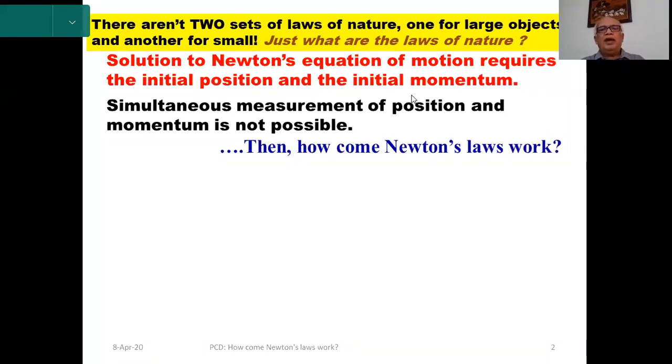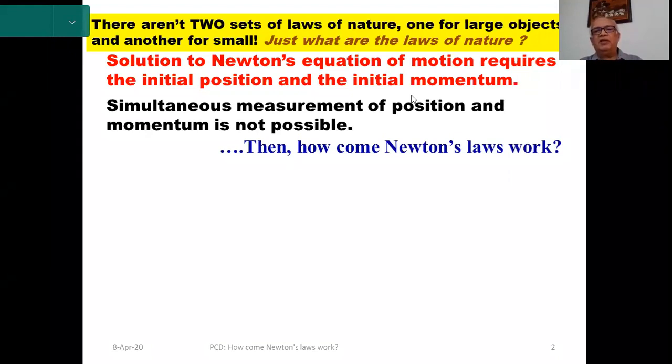And how do you get this information about position and momentum? Because if you try to make a measurement of one, you lose information about the other. And this is not due to the uncertainty principle. It is the uncertainty principle which is due to this. When you make an attempt to measure position, you lose information about the momentum. And when you make an attempt to measure momentum, you lose information about the position.